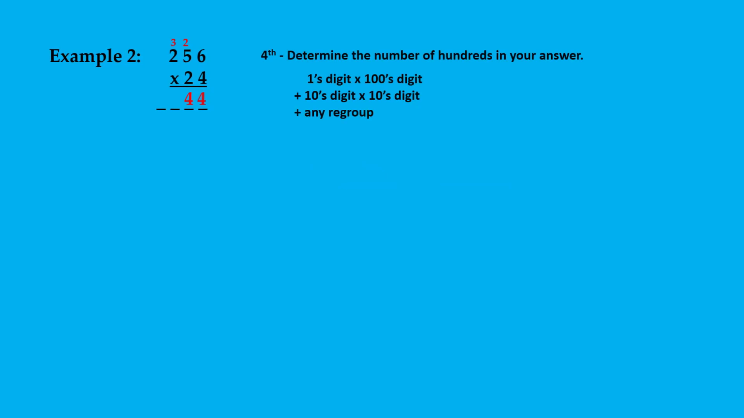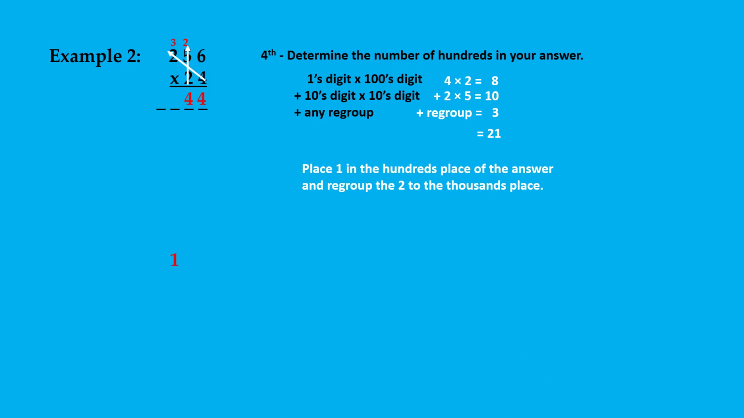Next, determine the number of hundreds in your answer. Ones times hundreds will be 8. Tens times tens will be 10. Plus regroup of 3, we end up with 21. Place 1 in the hundreds place of the answer, regroup 2 to the thousands place.